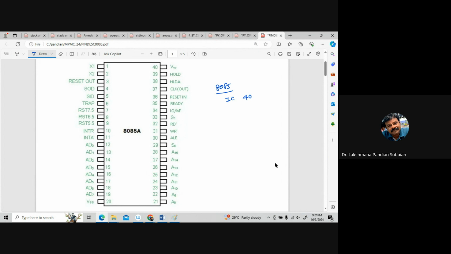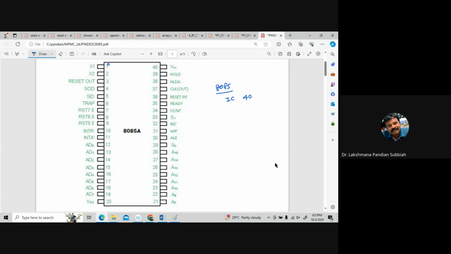You have to start with the top left, and the top left you consider as pin 1. Here there will be one small circle, and that is the starting point of pins 1 to 20, and then here 21 to 40. So this is a 40 pin processor.